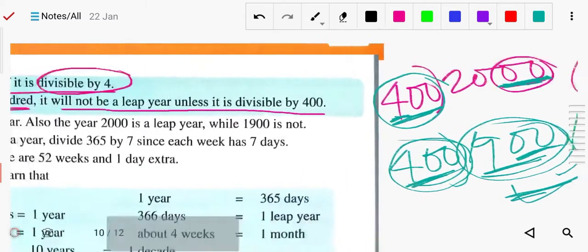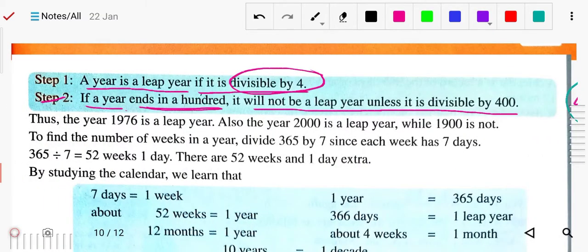Okay, so these are the two rules to check whether a year is a leap year or not. Got it? In the example you can see 2000 is a leap year, but 1900 is not a leap year. The reason is you have to divide by 400. So 2000 will be divided by 400, but 1900 will not be divided by 400.